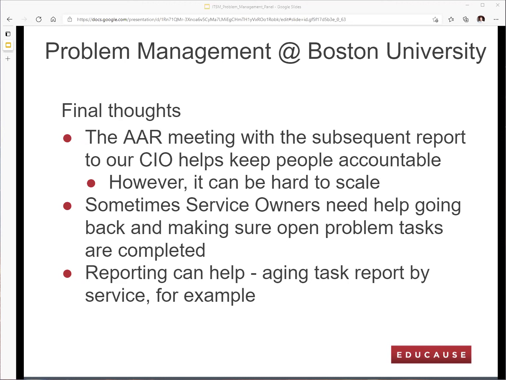Getting a group of people from different areas to talk about an incident without making it seem like we're blaming people is an art. We're really not trying to blame people. We're just trying to focus on continuous improvement. But you have to be careful in how you run the meetings, because folks can be sensitive, which is just human nature. Sometimes service owners who get the problem after the meeting might need help going back and making sure open tasks are completed. So sometimes I will help with that. You can use things like reporting, aging task reports, to help people see where they may have some aging problem tasks. I think that's my last slide.